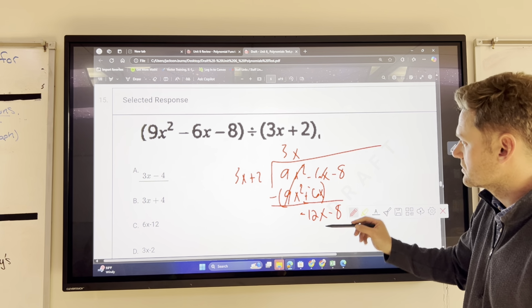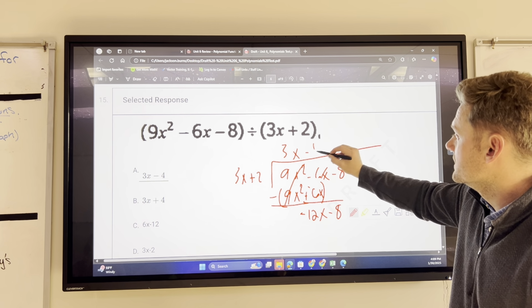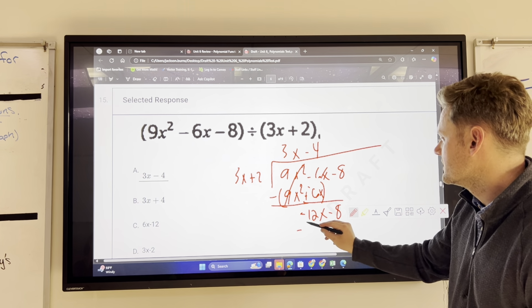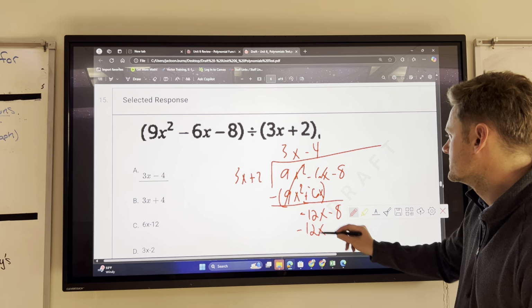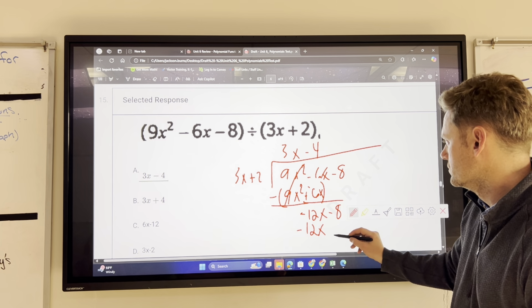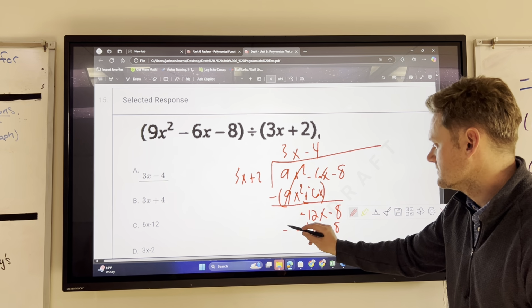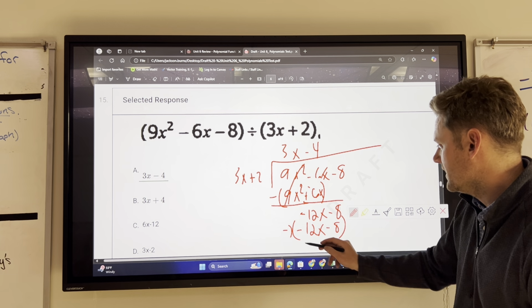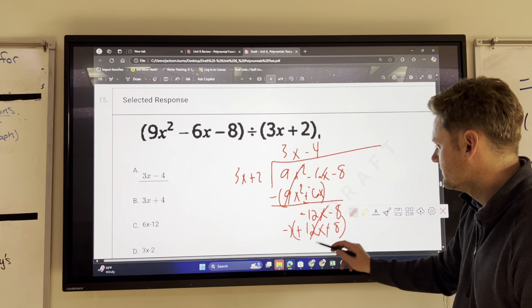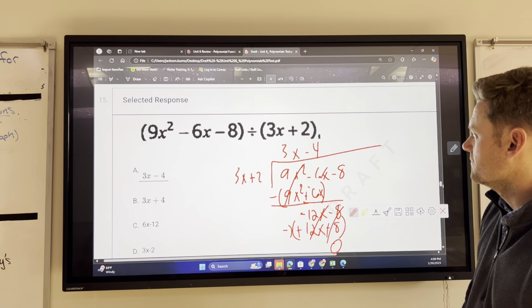3x plus 2 goes into that negative 4 times. That gives me my negative 12x. Negative 4 times 2 is negative 8. I subtract all of that now. That turns it positive, positive, and they cancel. I get a remainder of 0.